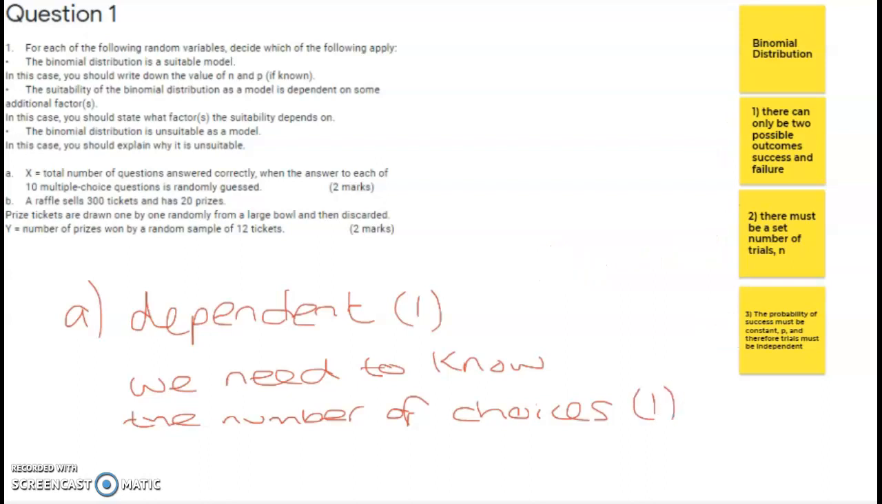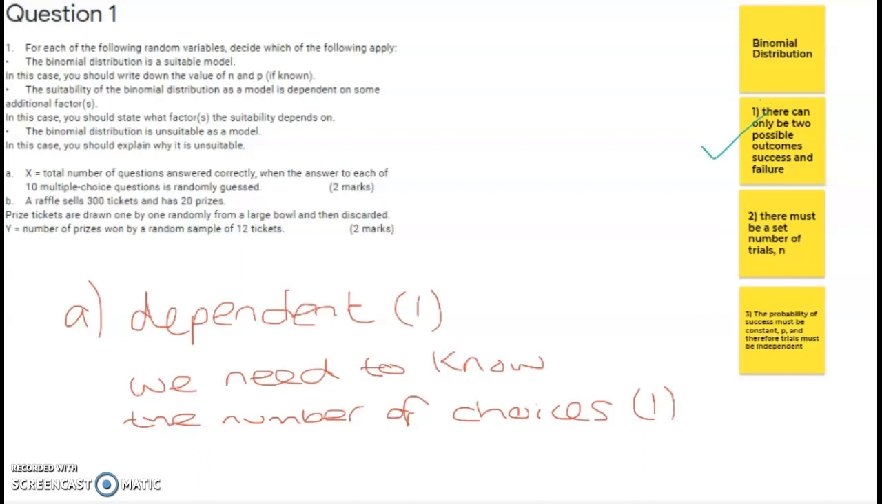Let's look at part B. A raffle sells 300 tickets and has 20 prizes. Prize tickets are drawn 1 by 1 randomly from a large bowl and then discarded. Y is the number of prizes won by a random sample of 12 tickets. So let's check the 3 criteria. There can only be 2 possible outcomes. Well, yeah. I either win a prize or I don't win a prize. So that one's fine.